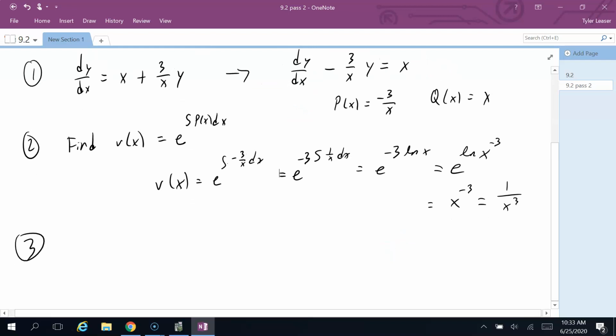All right, when you multiply that, we're going to have 1 over x cubed on the derivative, minus, multiplying it onto 3 over x is going to be 3 over x to the 4th, and then y. Multiplying that on the right-hand side, x times 1 over x cubed is going to be 1 over x squared.